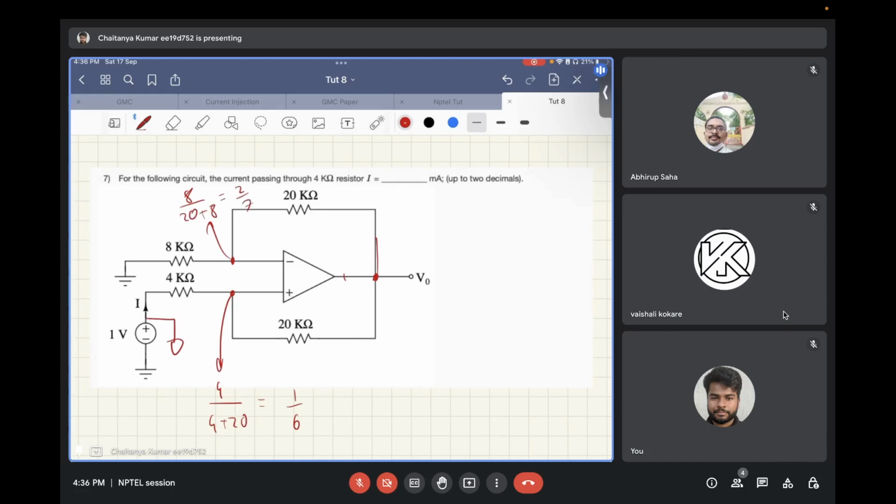Out of 2 by 7 and 1 by 6, which one is larger? Naturally 2 by 7 is larger. So since the gain from output to the negative terminal of the op-amp is higher, this op-amp is in negative feedback. Now, once you have figured this out, you know that virtual ground is valid, and the positive and negative terminals of the op-amp are equal. So in this case, please try to find out the current that this voltage source is supplying.